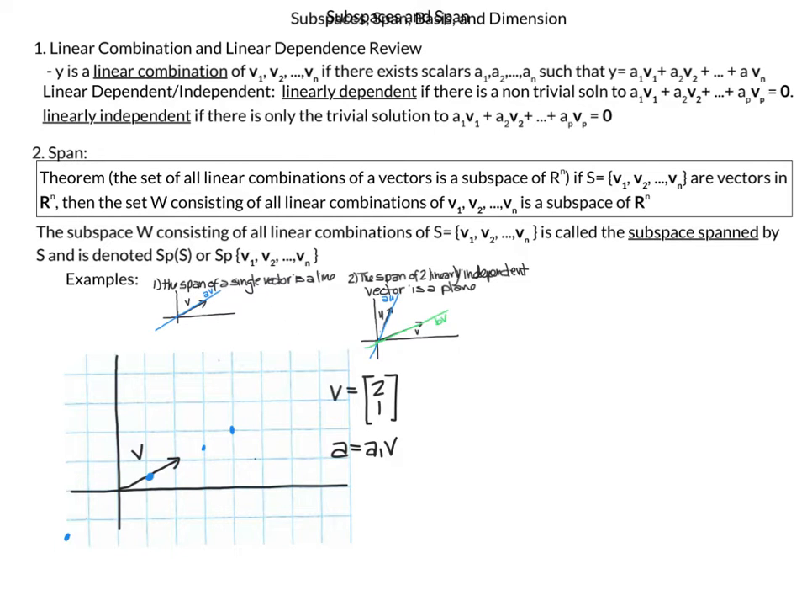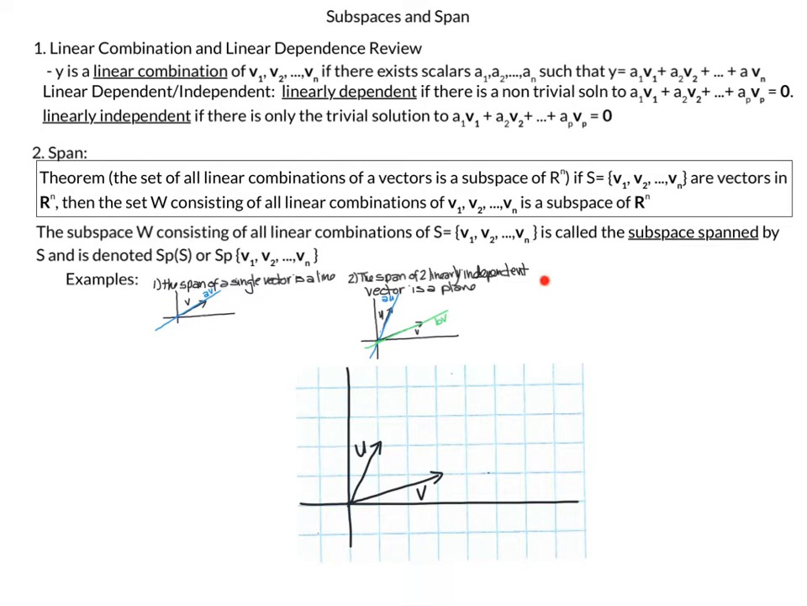Our second example is the span of two linearly independent vectors, which is a plane. So here's an example, u and v.